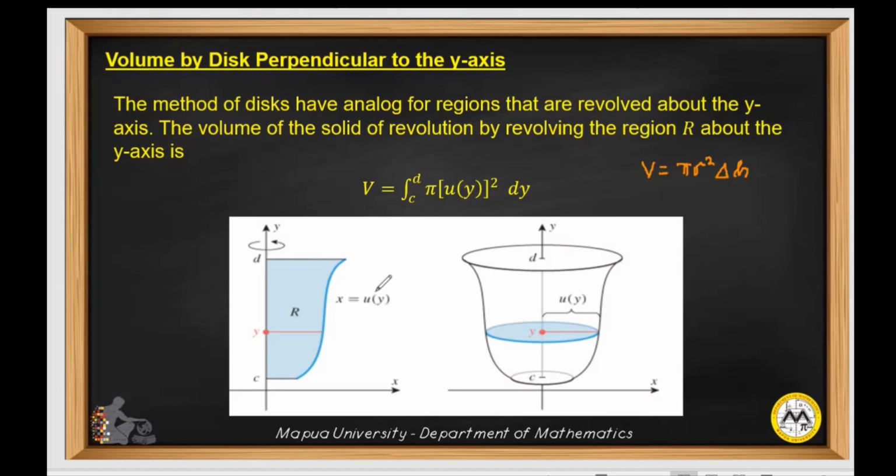Okay, so we had actually two cases: one where the x-axis is the axis of revolution, and in this case, the axis of revolution is the y-axis. But it is not only the x-axis nor the y-axis which can be considered as the axis of revolution in using the disk method.